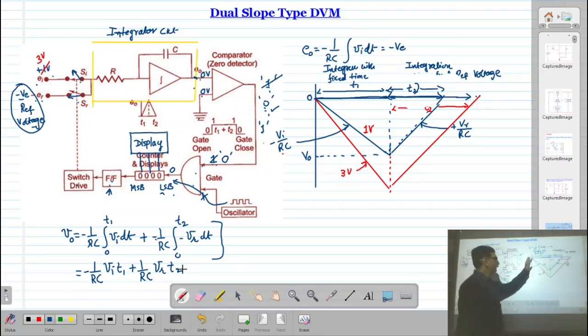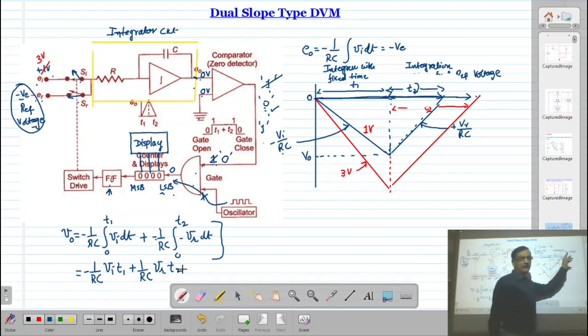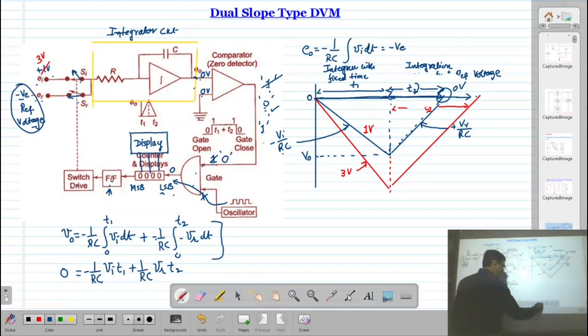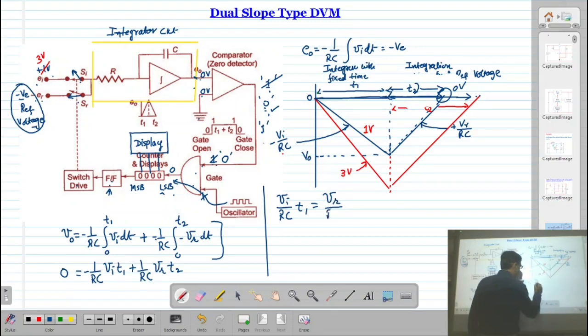So after all, when you are doing the integration, what is the final result? The final result comes up to be 0 volt. Correct? So here we write the output voltage is 0. And therefore, taking the negative sign on the other side, we have Vi by RC into T1 is equal to VR by RC into T2, and this RC will be cancelled, so you can say Vi is equal to VR into T2 by T1.